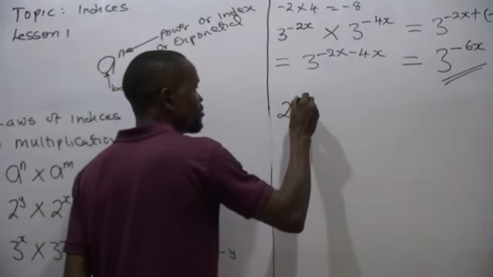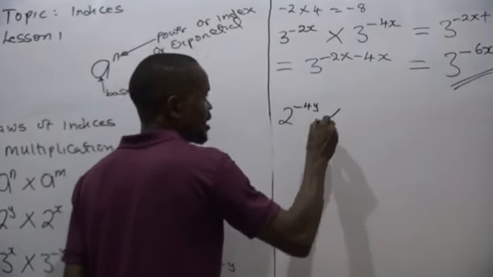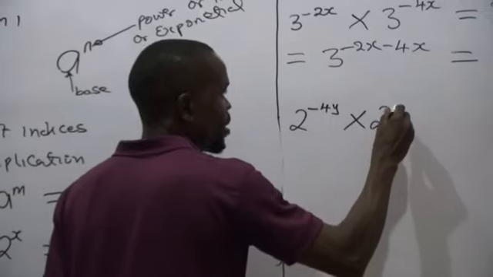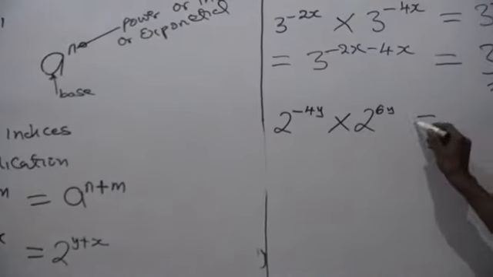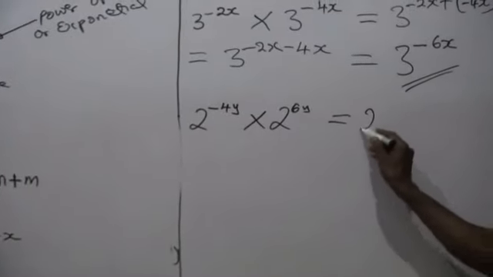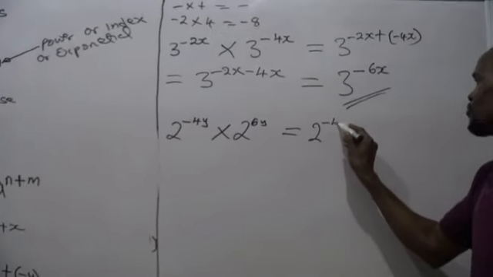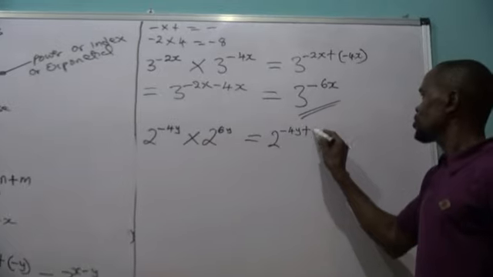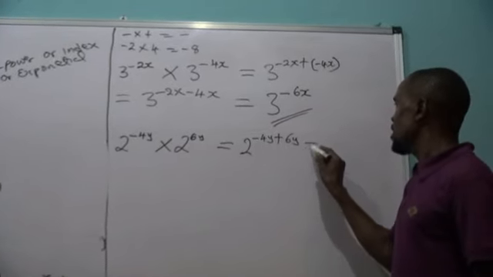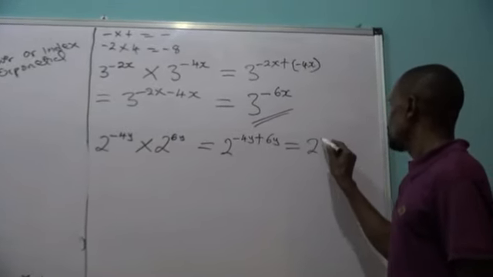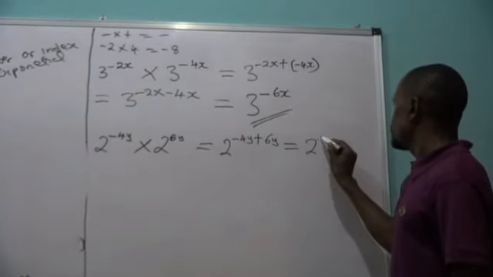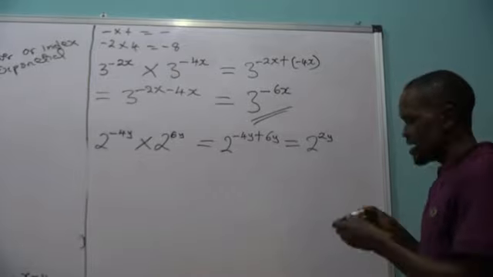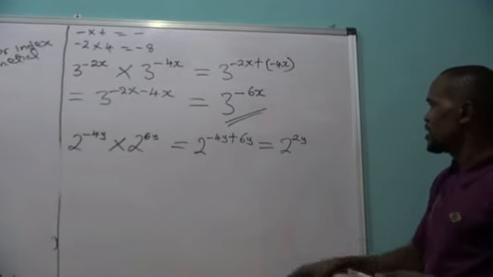minus 4y times 2 raised to the power 6y. This simply means that I have 2 raised to the power minus 4y plus 6y, and that gives me 2 raised to the power 2y. How did I get that? How did I get 2y?